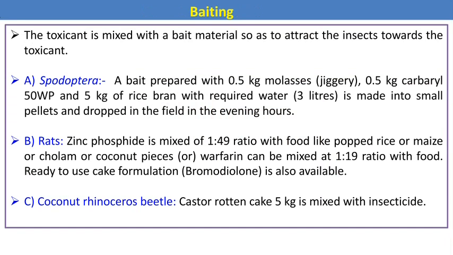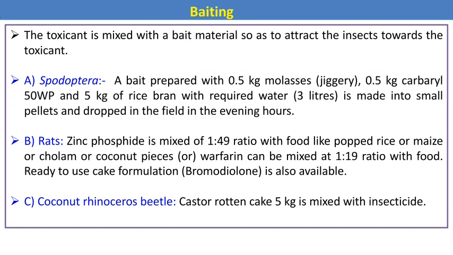What happens here? This Spodoptera caterpillar is attracted towards that poison bait and feeds on it, and it will be killed. Then for the rat, we can prepare the poison bait with the help of zinc phosphide mixed at a 1:49 ratio with food like pop rice or maize, and warfarin can be mixed at a 1:19 ratio with the food. Ready to use cake formulation is also available in the markets.